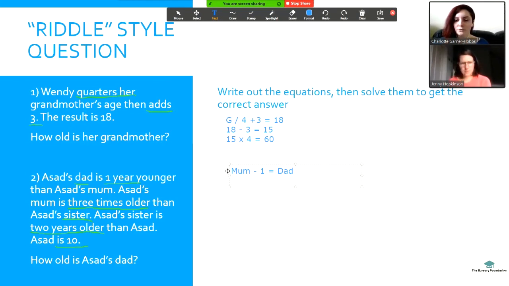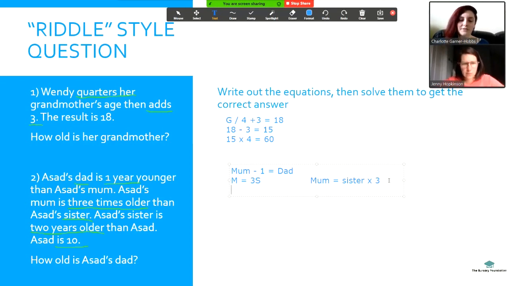So what do we do to find out mum's age? We know that mum is 3 times older than the sister. So mum equals 3 lots of sister. Yeah, so I could write m equals 3s if I was going to be really fancy and mathsy about it. Or I could just say, slightly more simply, mum is sister times 3. Doesn't really matter which way you write it, just depends on what's easiest for you to understand.